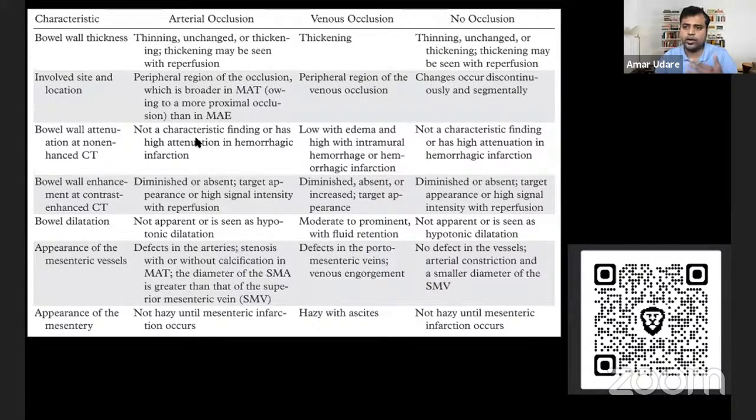This is an excellent article in RadioGraphics, which talks about imaging appearances in different types of acute mesenteric ischemia. You can go over this chart later. You can point your cell phone towards this QR code, and that will point you to that article, or you can just Google it. Depending on the appearance, you can even diagnose what kind of acute mesenteric ischemia it is.